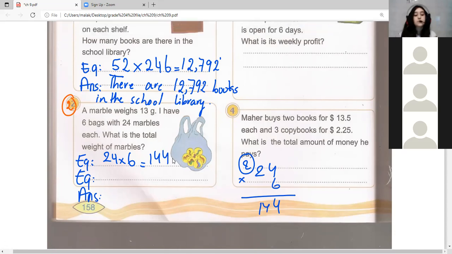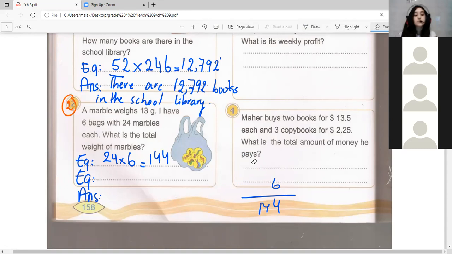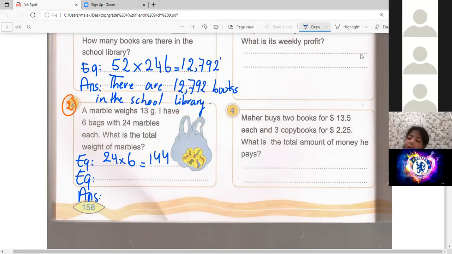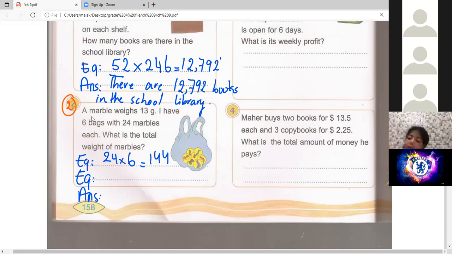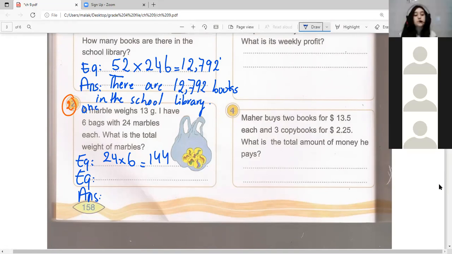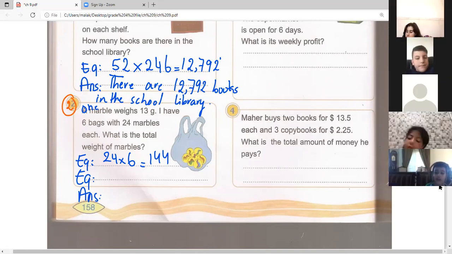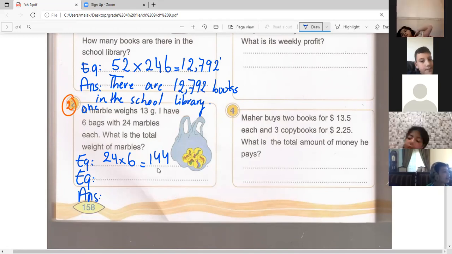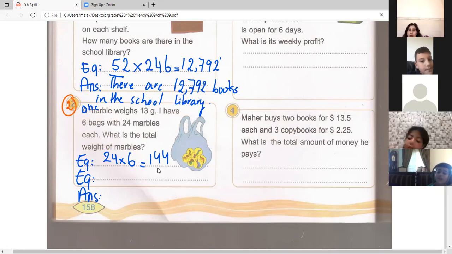Next, Tamara. We will find the weight of these marbles. They said that one marble weighs 13 grams. You will find the total weight of all marbles. So, Tamara, one marble weighs 13 grams. 144 marbles, how much do they weigh if each one weighs 13?